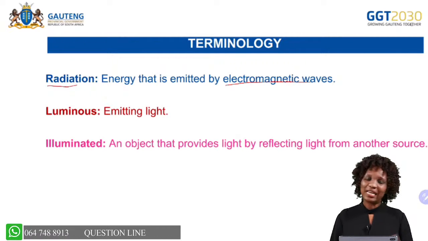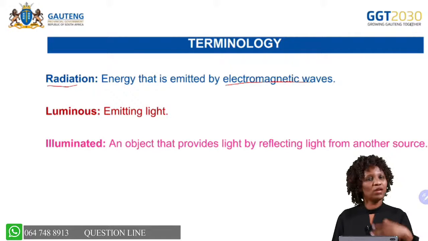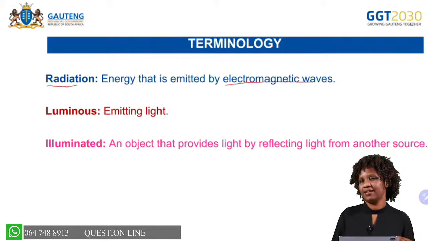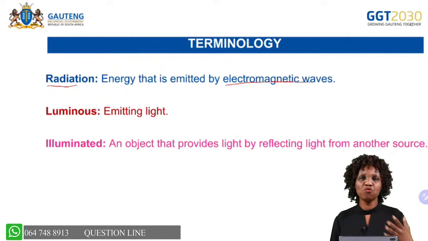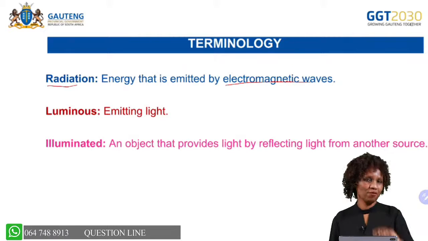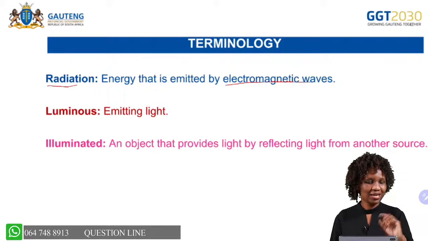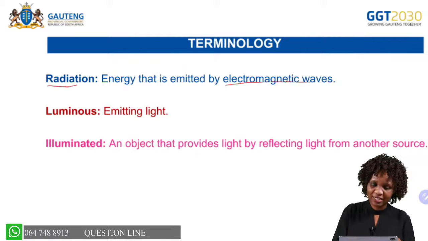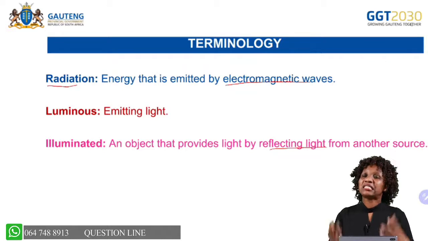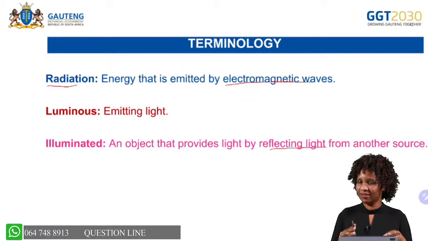That's good. Let's look at the next one, which is illuminated. When we are looking at an illuminated object, this object does not give light. For example, the moon, it does not give light, but it reflects light from the sun. All right? Illuminated, an object that provides light by reflecting light. For example, the moon, it reflects light from the sun. Do you get that? That's very good.